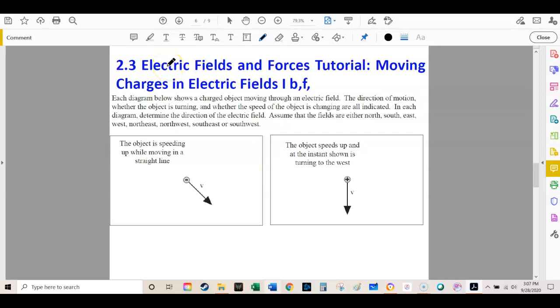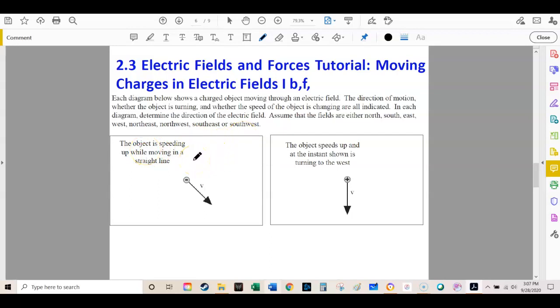All right. This is the 2.3 Electric Fields and Forces tutorial. And this is, I think, the first page of that tutorial. And this is going to be B and F. I chose B and F because they're very different from each other, right? What you're supposed to do in this is you're given a description, and you're supposed to draw the direction of the electric field that would be causing this description, okay?